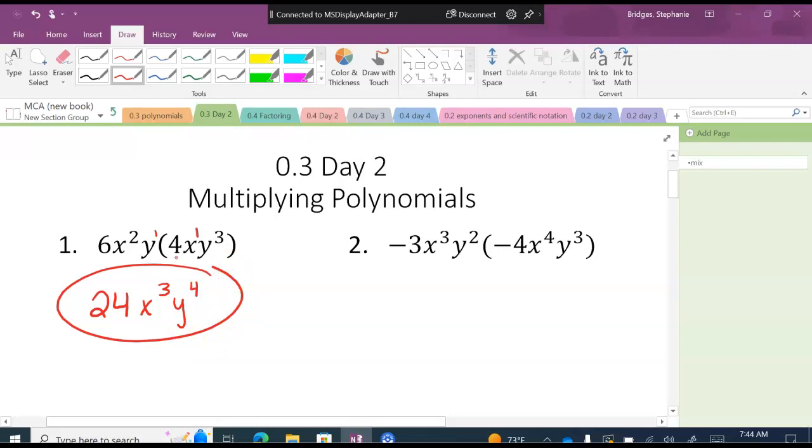When I multiply negative 3 times negative 4, that gives me positive 12. And then I have an x to the third times x to the fourth, which is going to give me x to the 7th. And then y squared times y to the third is y to the 5th. Again, no standard form because it's one term. You don't have to worry about rearranging anything.